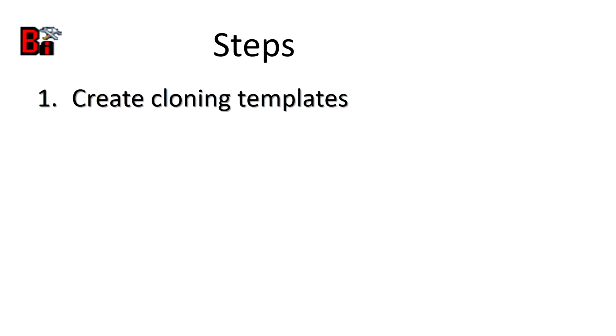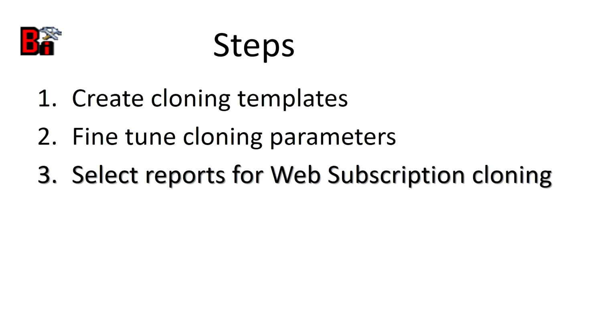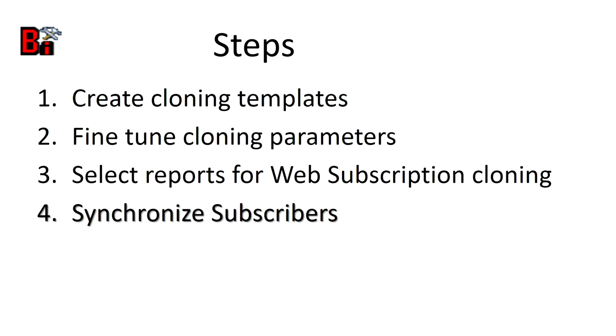Step 1. Use BiToolkits Object Finder tool to select existing web subscriptions to be used as cloning templates. Step 2. Edit the templates to fine-tune cloning parameters. This step is optional. Step 3. Use the Object Finder tool to select reports for web subscription cloning, and use the Command Manager action tool to generate web subscription cloning scripts. Step 4. Synchronize web subscription subscribers. We will demo all the 4 steps.